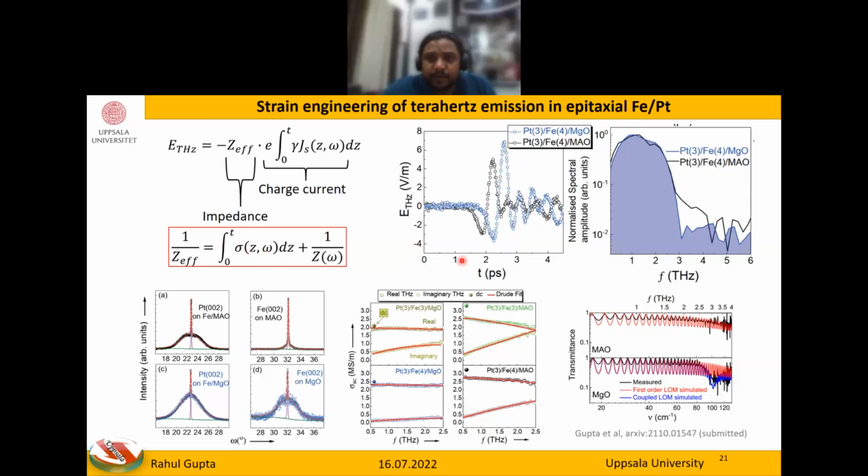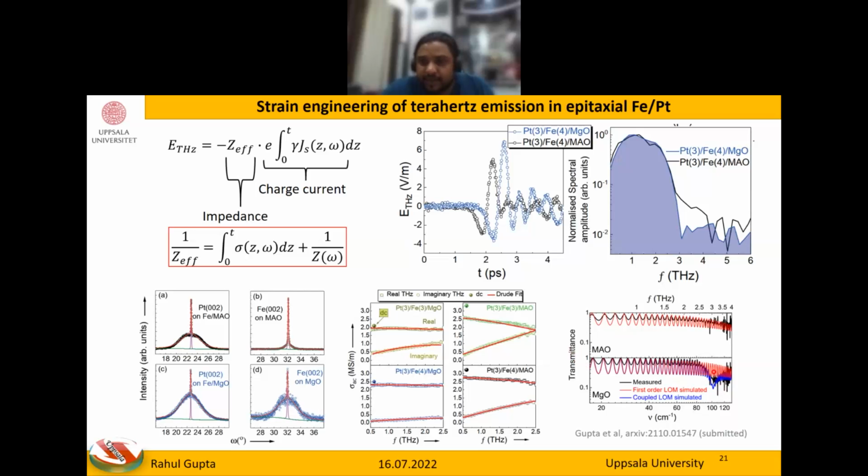However, if we do the fast Fourier transform of this time domain signal in order to get the bandwidth, we get a bandwidth of 3 terahertz for iron platinum when it grows on MgO, but it is a little bit higher when it grows on MeO. And this is because when the terahertz signal is transmitted through the MgO or MeO substrate, MgO substrate has a phonon absorption around 3 terahertz, which you can clearly see here in the transmission versus frequency measurement.